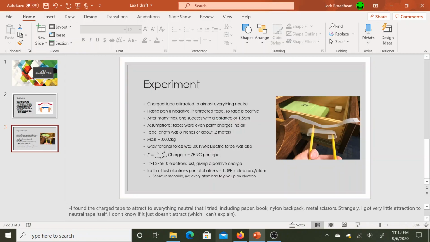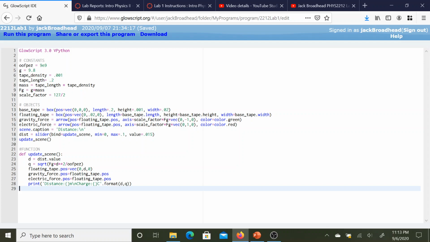So I then wrote this handy-dandy program. I start by defining some constants, 1 over 4 pi epsilon naught, gravity, the tape density and length. I then calculate the mass and the force due to gravity of the tape. Then visually, I have the two pieces of tape as flat boxes, and then the force for gravity and electric force as arrows pointing in opposite directions, just to get a sense so we know what's going on and how they're interacting. And I have a slider which I can use to set the distance between the tapes.